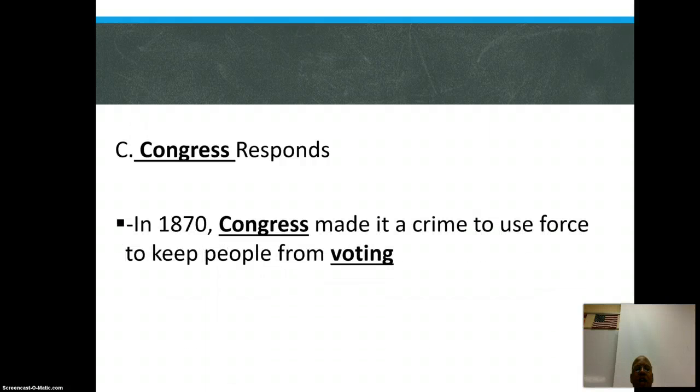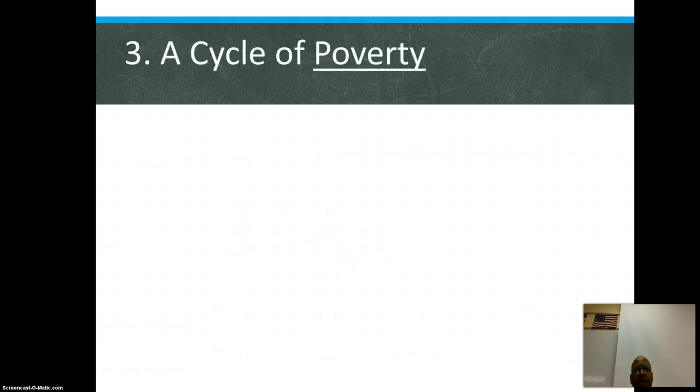So in 1870, Congress institutes a law that it's a crime to keep people from voting. We'll take a look at that and look at a few individuals and their experience there.